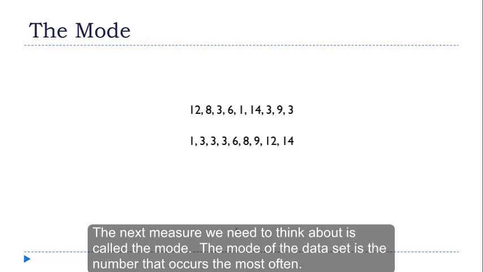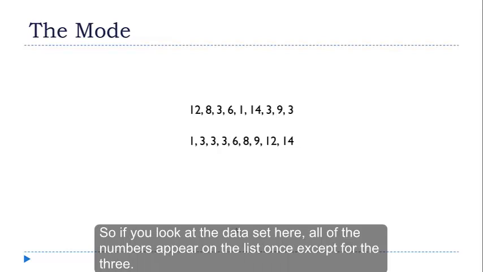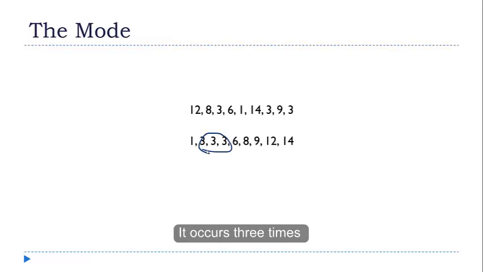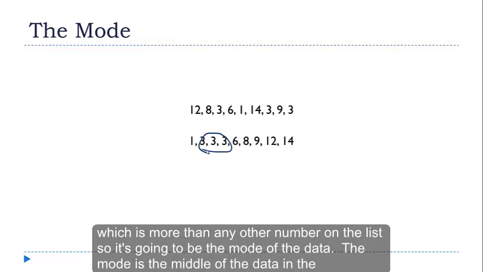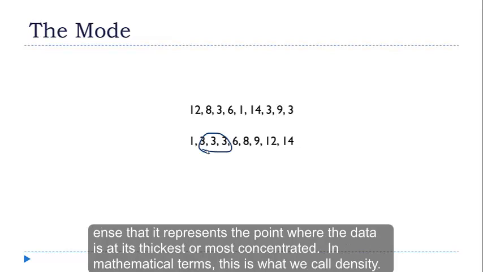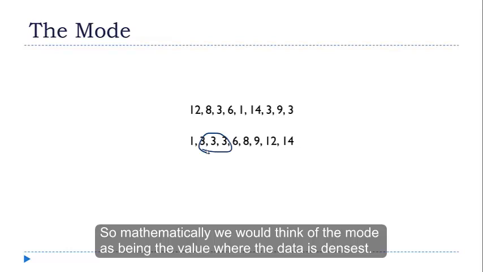Now, the next measure we need to think about is called the mode. The mode of the data set is the number that occurs the most often. So if you look at the data set here, all the numbers appear on the list once except for the 3. It occurs 3 times, which is more than any other number on the list. So it's going to be the mode of the data. Now, the mode is the middle of the data in the sense that it represents the point where the data is at its thickest or most concentrated. In mathematical terms, this is what we call density. So mathematically, we would think of the mode as being the value where the data is densest.